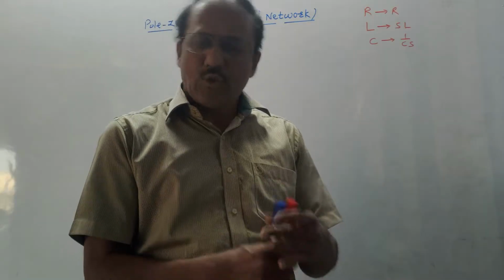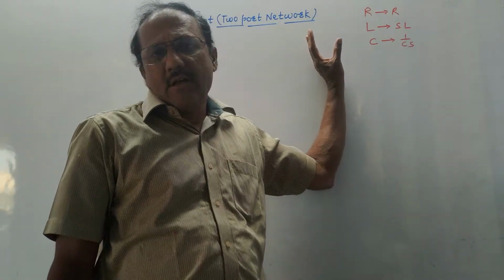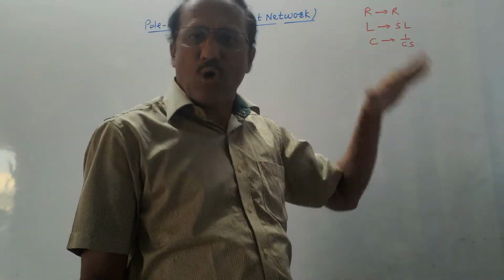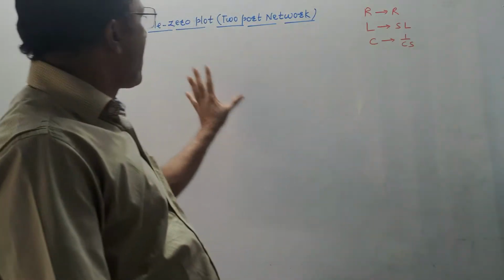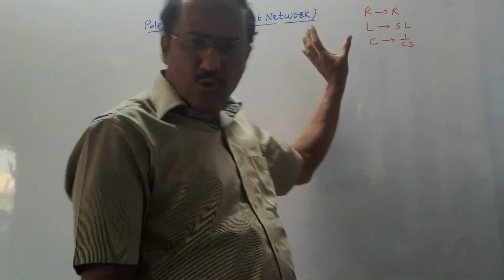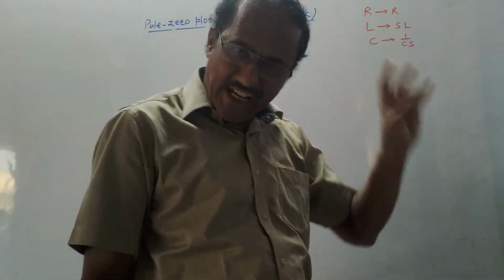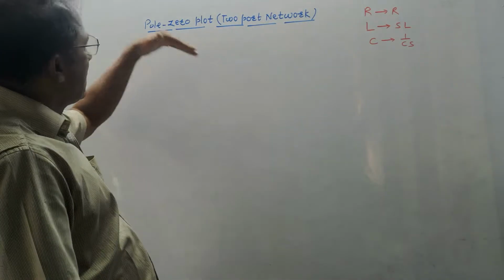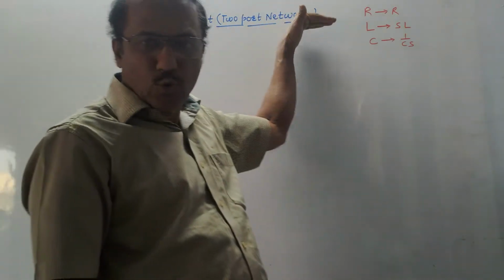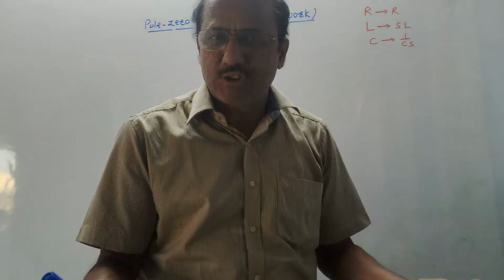Dear students, today's topic is pole zero plot for the two-port network. This is the topic related to subject electrical circuits for second year engineering students. I have already explained the basic concepts of two-port networks, that are Z parameters, Y parameters, ABCD parameters and H parameters. So next part is we have to plot the diagram of poles and zeros related to the two-port network. For this, we need to know some formulae of Laplace transform.